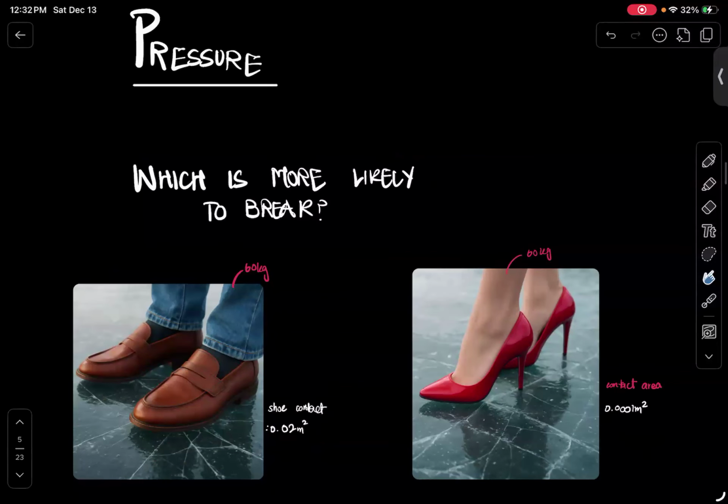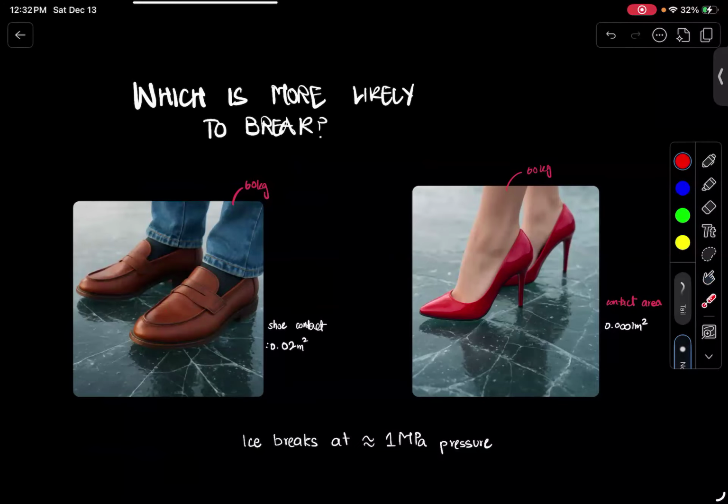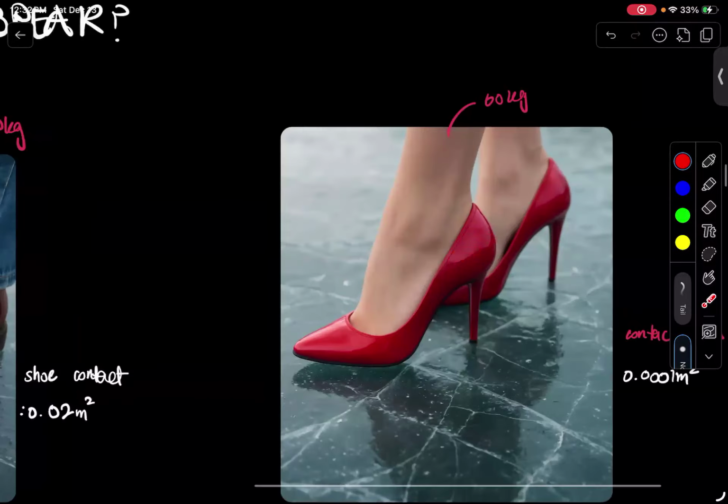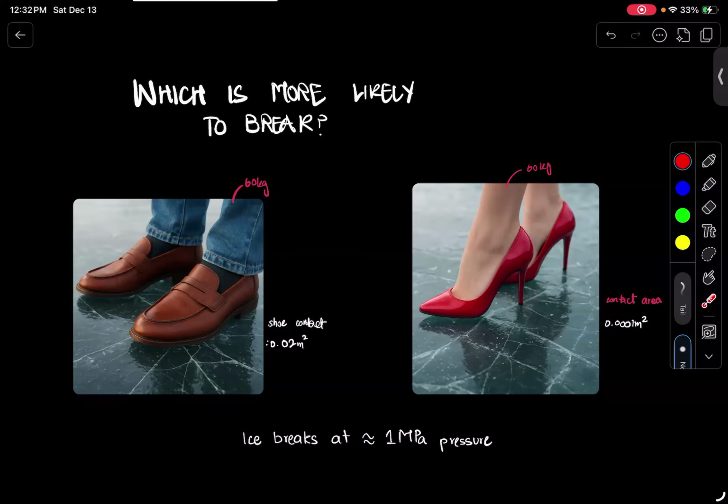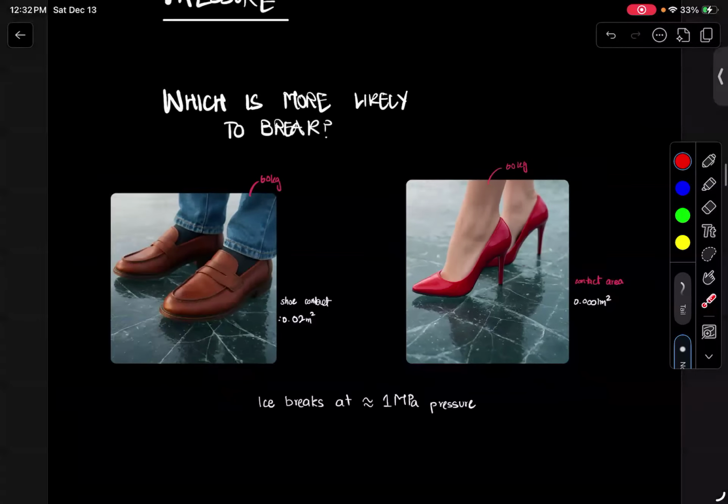Let's get over to the most important part: pressure. Now, for example, you have someone wearing shoes on ice, on thin ice. And for example, you've also got someone who's wearing these pretty heels, but who is most likely to die? It's probably the one with heels. So heels are not a great idea if you are going onto thin ice.